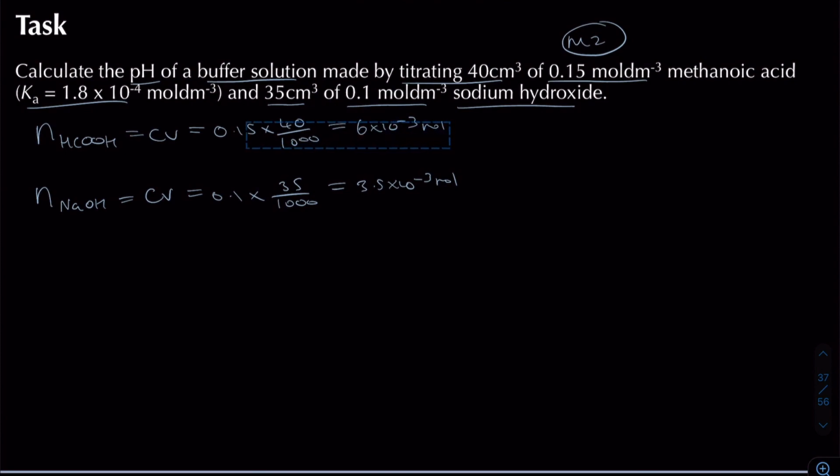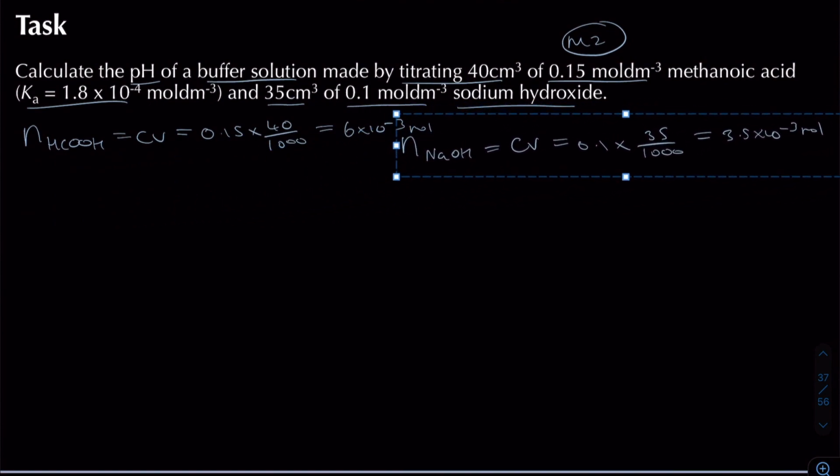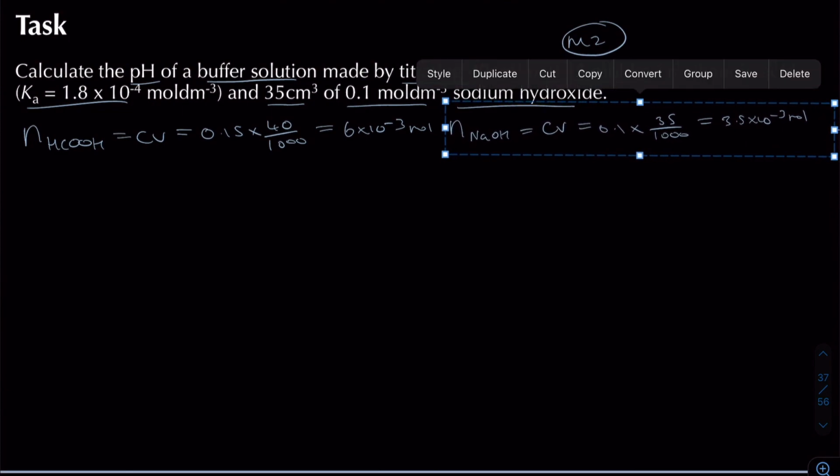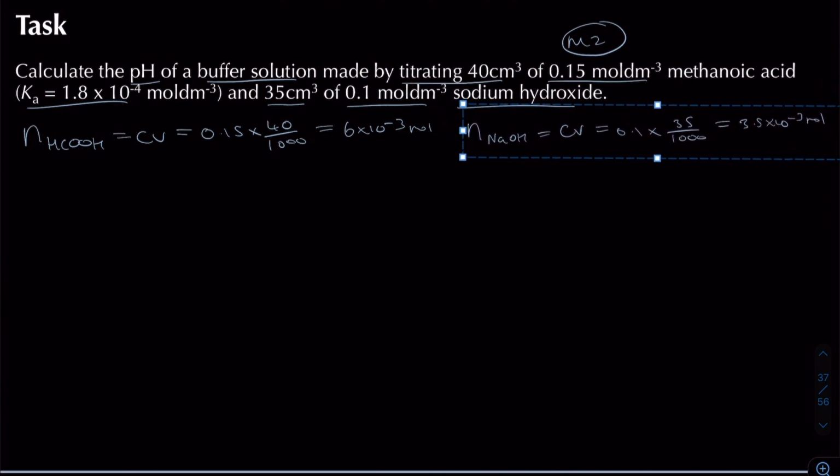So I've now got my two values, which I can move to the side. I would normally do it all on one line just to make things easier for yourself, but if you can't fit it on, by all means feel free to write a bit smaller. So there's my two values for the number of moles.